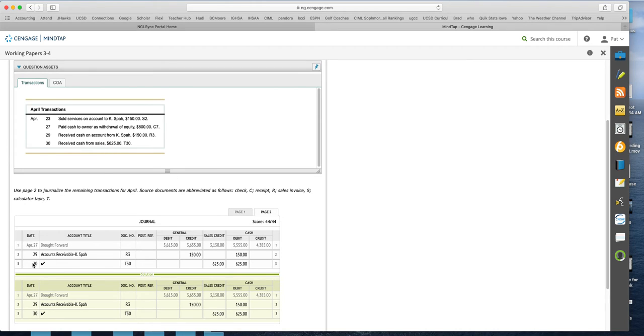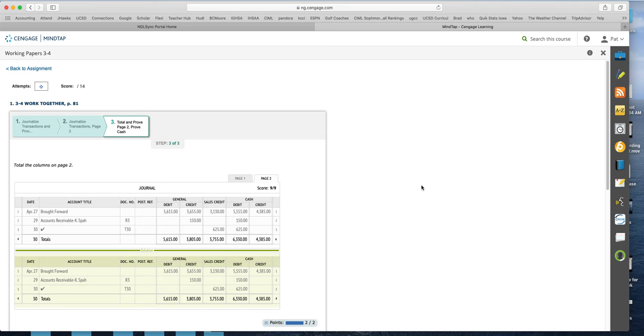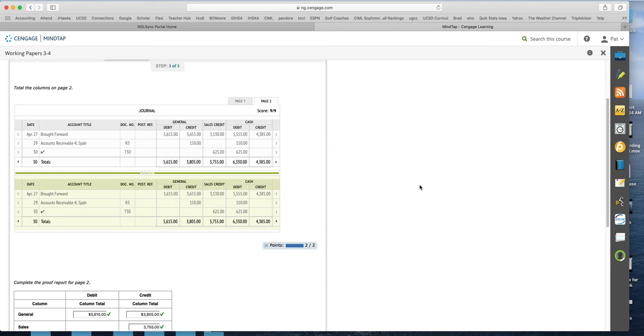Receive cash from sales on the 30th, but the 30th, it's one of those T's. It's a T30, so we use source documents here. We check mark it. The 30th is the date. There's nothing in general debit or credit. That's why we use the check mark here, and it's just a same simple sales credit, cash debit, easy transaction. We're basically adding up the cash register. I don't know why my computer constantly jams up. Sorry. And then the last one is our totals.